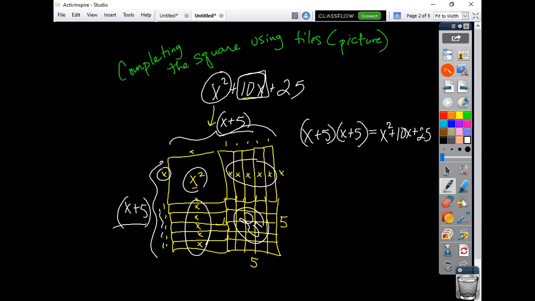Well, what happens if one of them isn't exactly a perfect square? Let's just quickly take a look at one where that might happen and see how we'll have to adjust for that. So let me erase everything I've got here for a second.